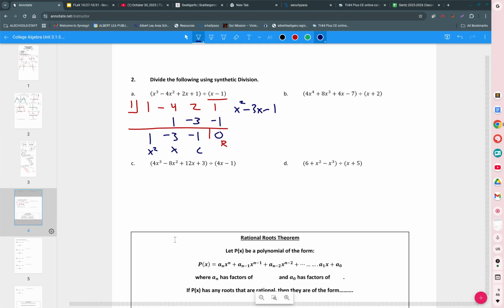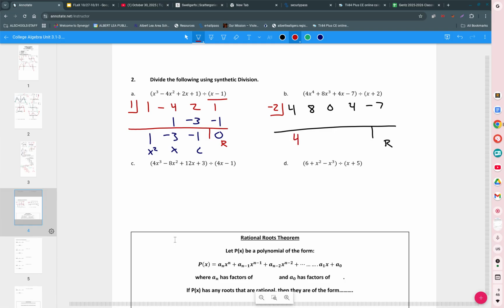Let's try another one. Let's look at B. What number do you plug in to make 0? A negative 2. So what do I write across the top? 4, 8, 0, 0. That would take us a while to divide out using long division, wouldn't it? So let's use synthetic. What do I start by doing?